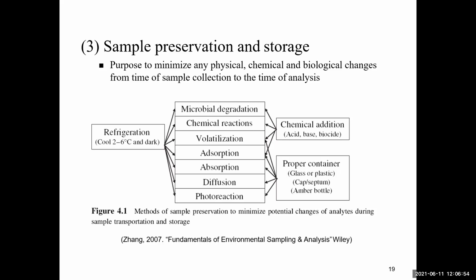Okay, this is the part of the refrigeration. Then refrigeration handles microbial and chemical changes, and volatilization is part of the chemical addition: acid, base, biocide. And the absorption, diffusion, and photoreaction are part of the proper container: glass or plastic, caps, amber bottle. Okay, this is the part of the container. This is a simple sample preservation and storage.